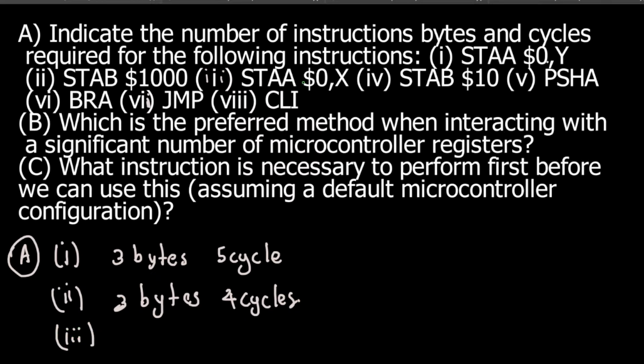Okay, and the third one we have again indexed addressing, but this time it's pointed to X, so it's going to be 1 less byte than the first one. The first one and this one look similar, but the first one pointed to Y, and this one is pointed to X. So the difference is 1 less byte and 1 less cycle. So this is going to be 2 bytes and 4 cycles.